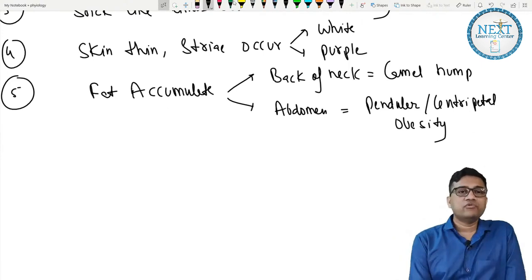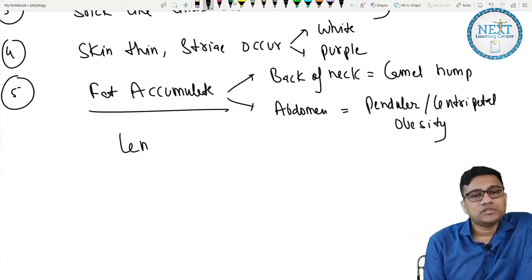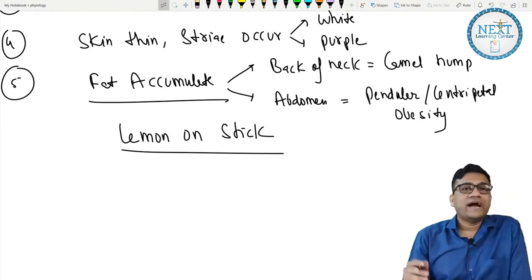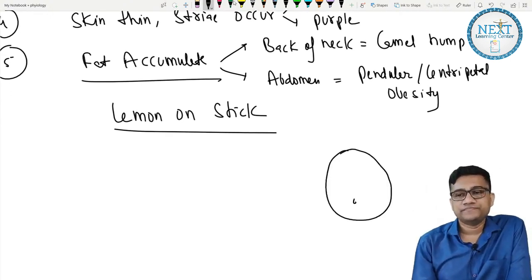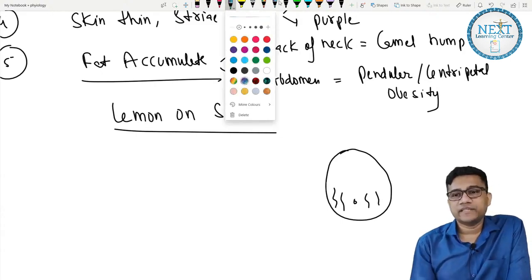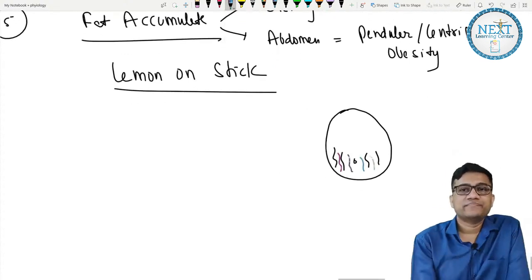Okay. So therefore it gives a classical appearance, which one? Lemon on stick appearance. Lemon on stick. A lemon stuck on sticks. So what is the stick? Hands are stick-like. So this is the lemon. Can you see? These are stria. White stria. And the purple stria. These are stria.